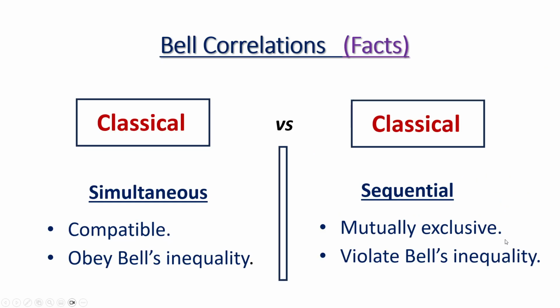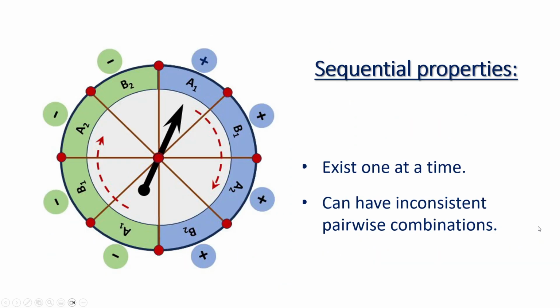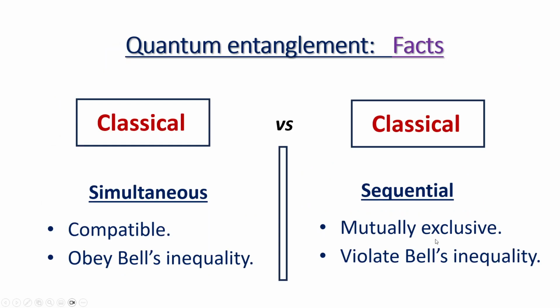On the other hand, we can also have physical properties that are mutually exclusive. Therefore, such properties cannot exist at the same time. They can only manifest in sequence. For example, this arrow can be oriented up or down along the vertical axis. It can point to the left or to the right on the horizontal axis, and so on for any axis in between. Yet, when we look at the pairwise coincidences between such properties, we can detect combinations that are impossible for properties that exist at the same time. Therefore, sequential properties are naturally able to violate the Bell inequalities.